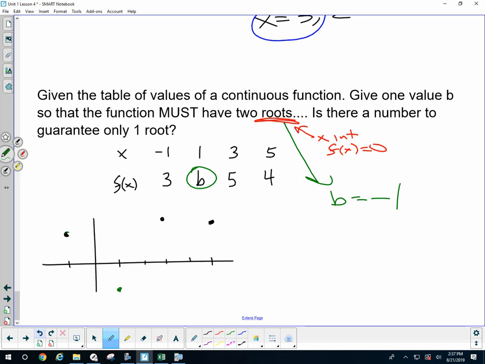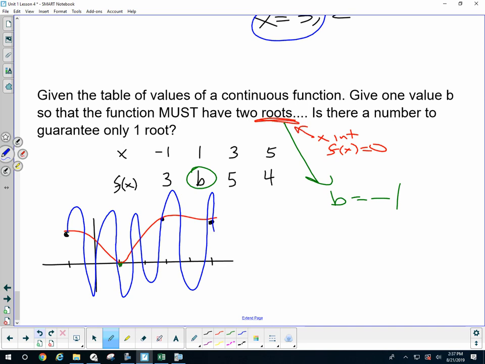Is there a number that we guarantee to have 1 root? Most of you will think 0. Because you're like, oh, look. 1 root. Is it guaranteed that we only have 1 root? No. Back to what I said originally. You don't know that you connect things in a smooth way. This has 1, 2, 3, 4, 5, 6, 7, 8 roots.